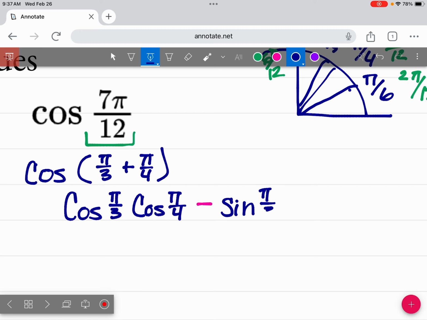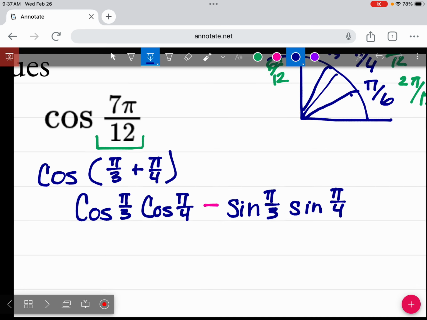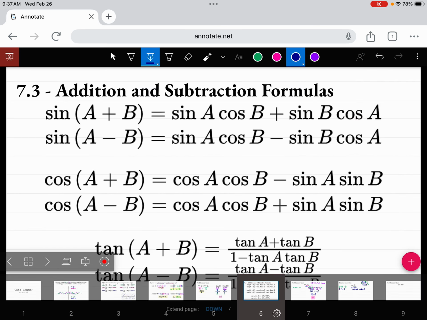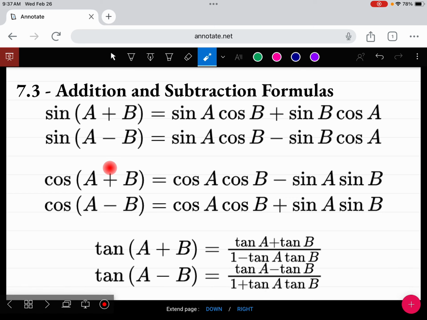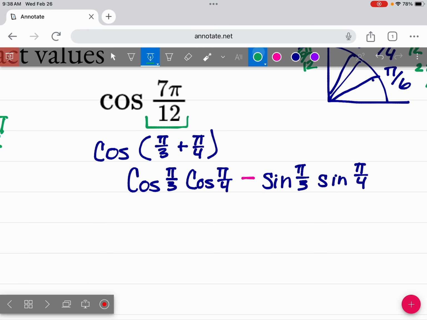Sine pi over 3, sine pi over 4. Because, since we were adding here, cosine subtracts over here. So it's got their signs that flip. Same thing, when cosine subtracts, it adds over here. So be careful with cosines because they get a little tricky. Then we're at the point where I can switch these into numbers.